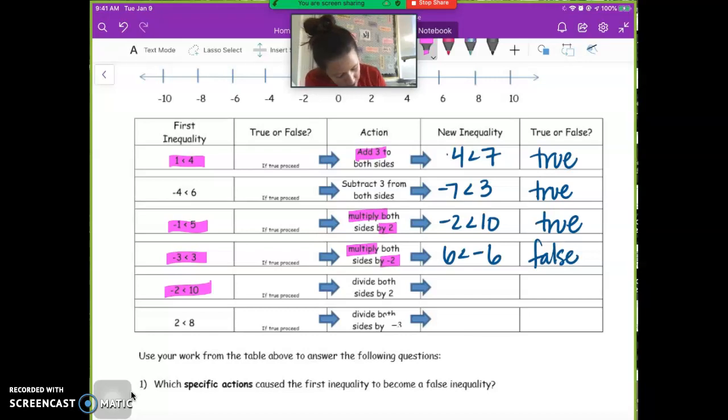Negative 2 is less than 10. I'm going to divide both sides by positive 2. So negative 2 divided by 2 is negative 1. 10 divided by 2 is 5. Is negative 1 less than 5? Yeah.